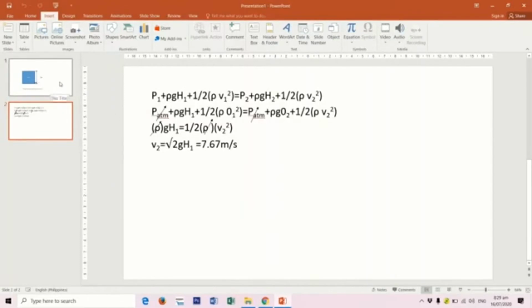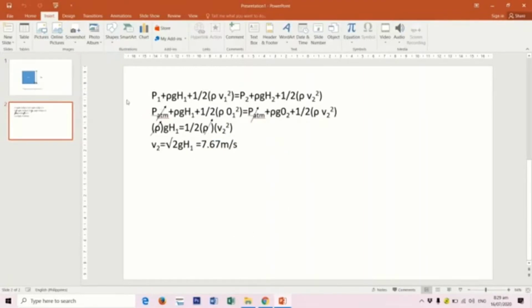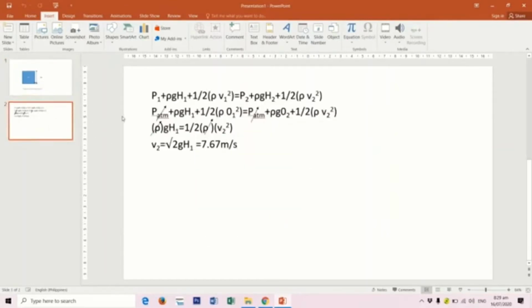The pressure at point 1 is atmospheric because it is exposed to the atmosphere, and also at point 2, because when the water comes out of this outlet, it will be exposed to air, so it will be an atmospheric pressure. And here we have the velocity. The velocity for point 1 is 0.